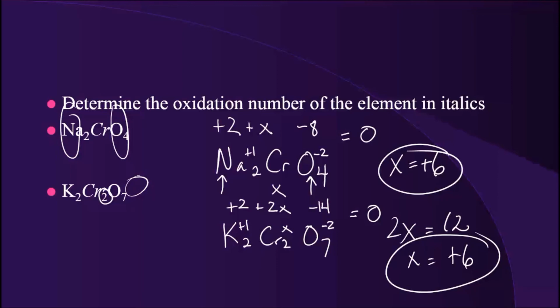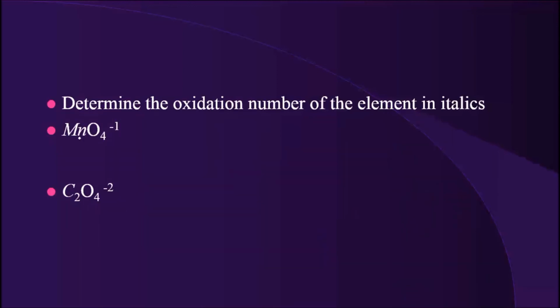Now, let's do some pizzas. MnO4, look it up. Mn can be anything. Mn is in italics. Mn is your mystery meat. Which means that oxygen is acting normal. Now, what's different here? On the last one, we had they all equal 0. Now, the whole thing has to equal -1.